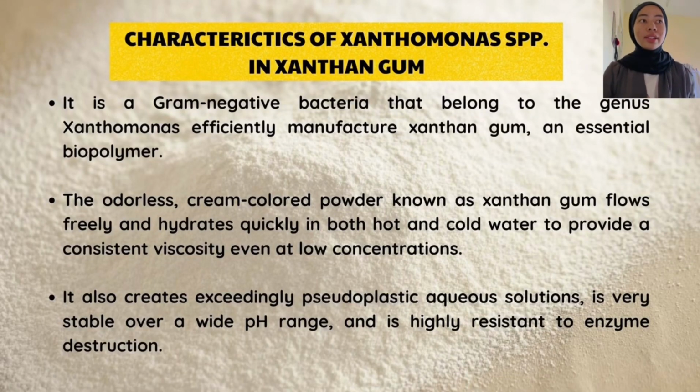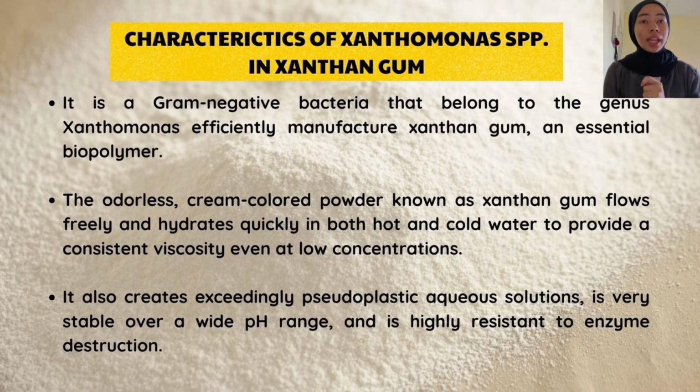We move to the characteristics of Xanthomonas spp. in xanthan gum. Xanthomonas spp. is a gram-negative bacteria that belongs to the Xanthomonas family. It efficiently manufactures xanthan gum, an essential biopolymer.